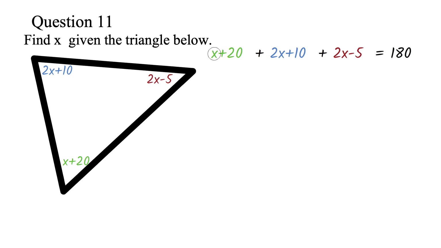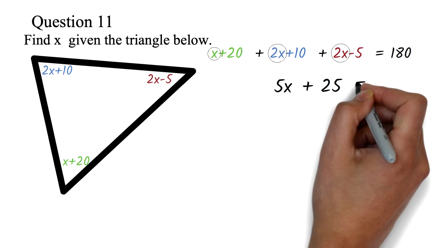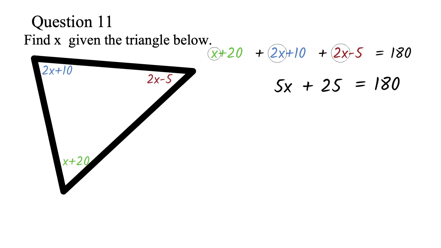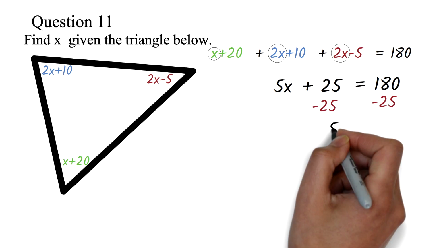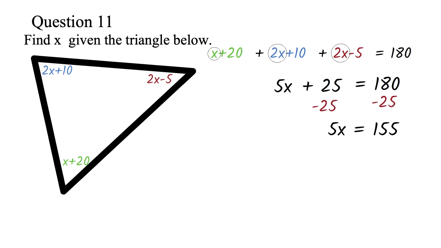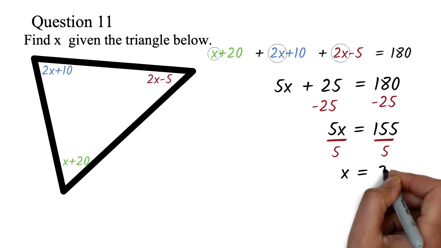We add all the x terms: 1 plus 2 plus 2 to get 5x. Then we add all the numbers, 20 plus 10 minus 5, to get 25. So we have 5x plus 25 equals 180. We have a two-step equation. We subtract 25 from both sides to get 5x equals 155. Then we divide both sides by 5 to get x equals 31.